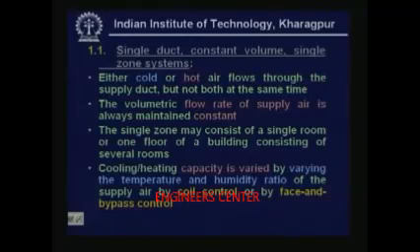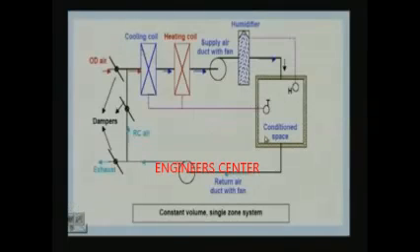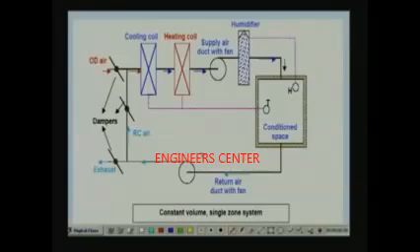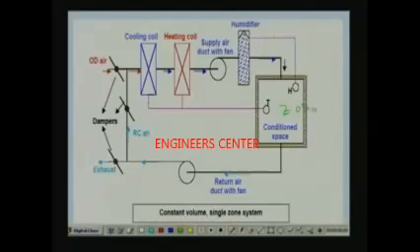And cooling and heating capacity in these systems is varied by varying the temperature and humidity ratio of the supply air, by coil control or by phase and bypass control. So let me explain this system briefly. This picture here shows a typical constant volume single zone system. Here we have a conditioned space, or we call this your zone.